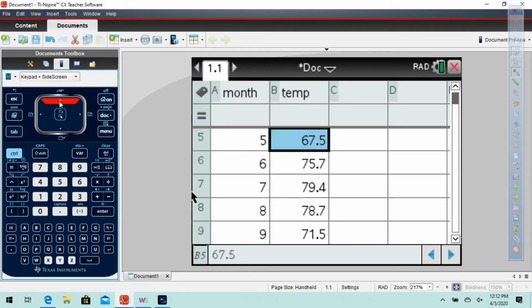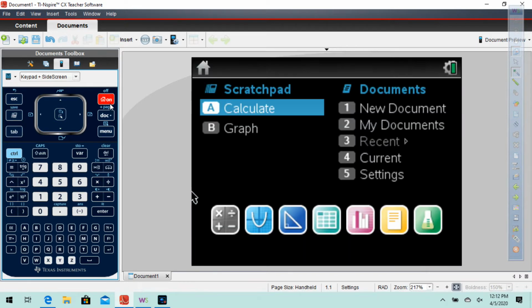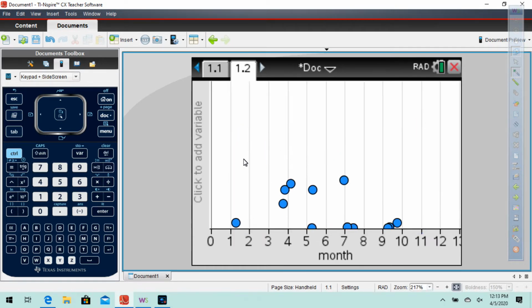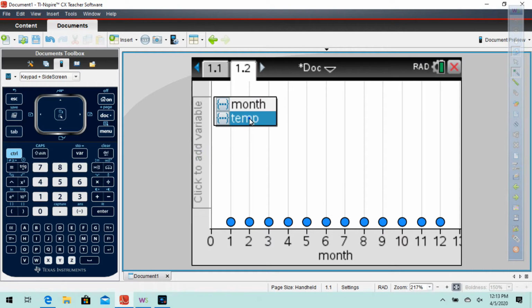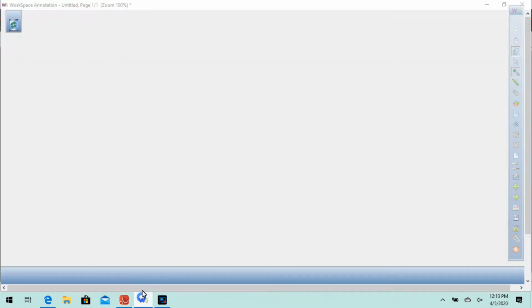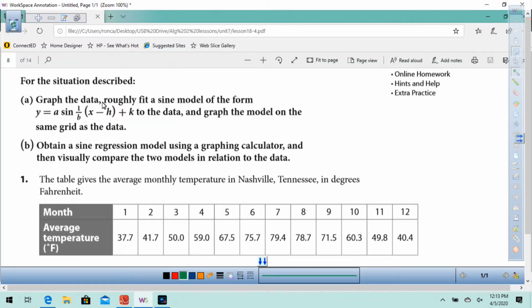Now we can graph this, and we'll graph it like so. We'll go on graph. And down here we'll put month, that's our independent variable. And on here we'll put temp, our dependent variable. And that's kind of what it looks like. Not a problem. So what do we got here? All right, graph the data roughly. Okay, now we need to roughly fit a sine model of the form.